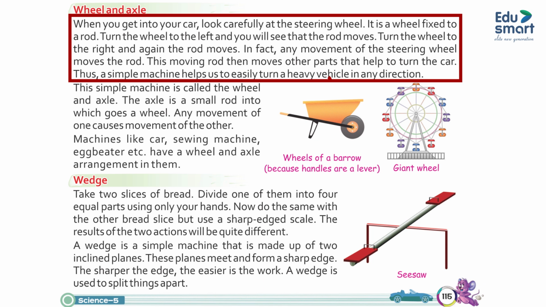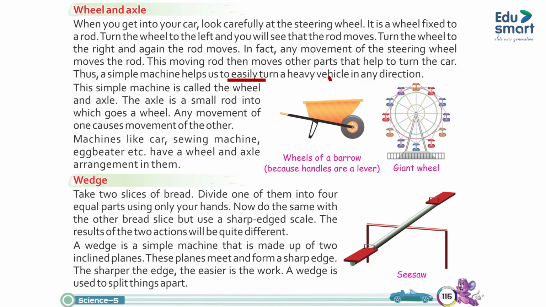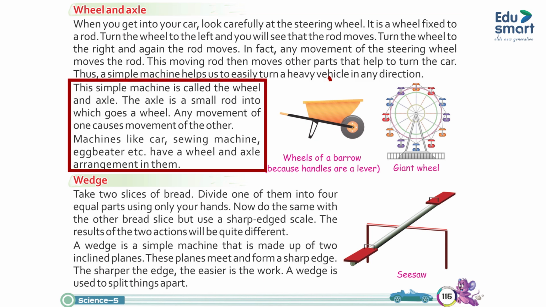Does a simple machine help us to easily turn a heavy vehicle in any direction? This simple machine is called the wheel and axle. The axle is a small rod onto which goes a wheel. Any movement of one causes movement of the other. Machines like cars, sewing machine, egg beater, etc. have a wheel and axle arrangement in them.